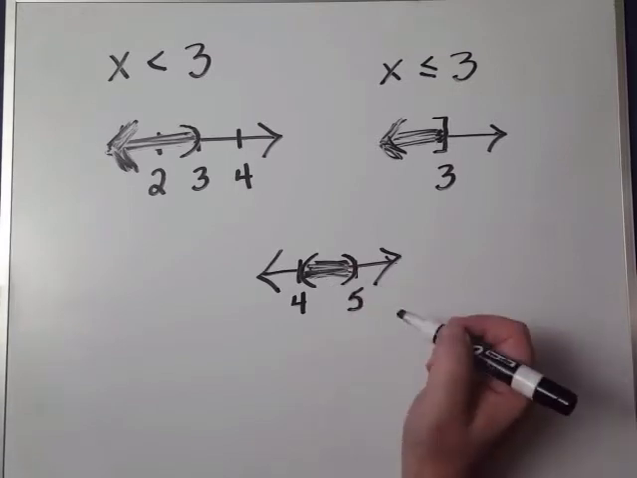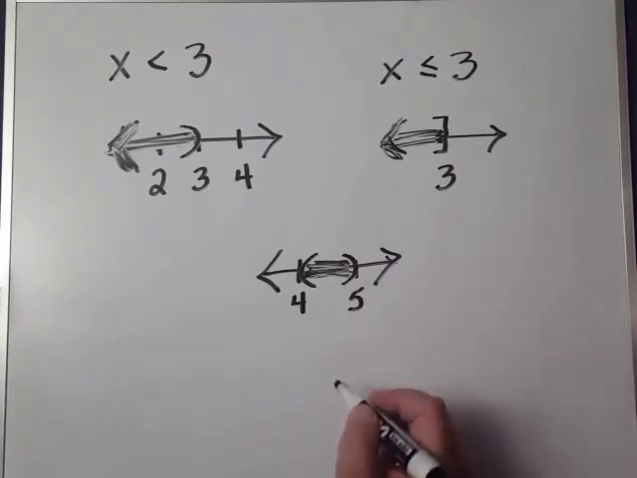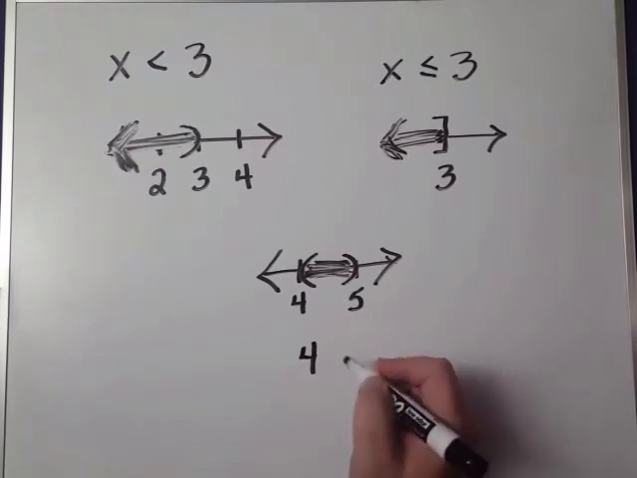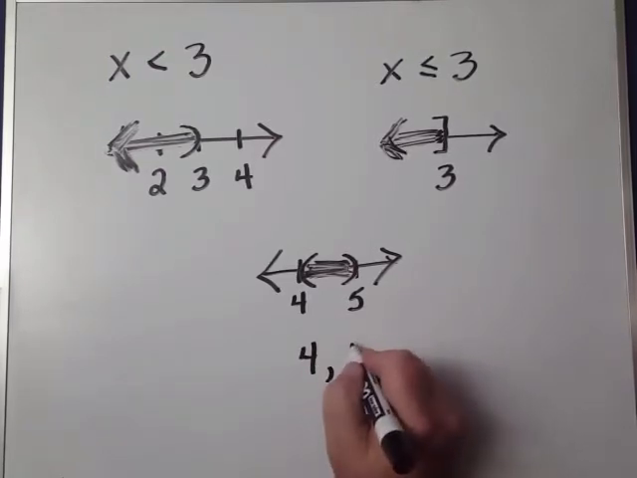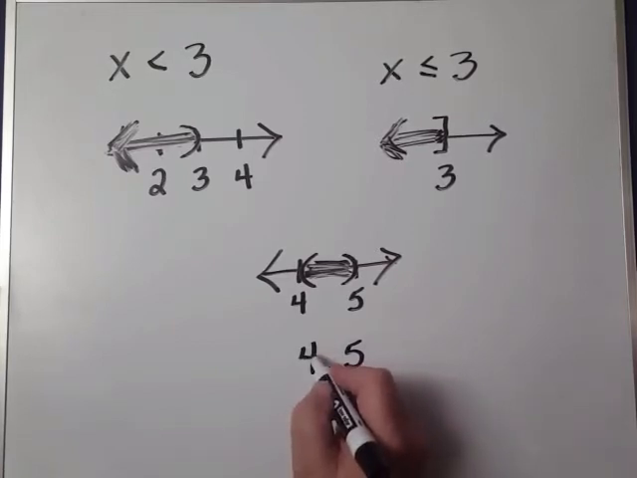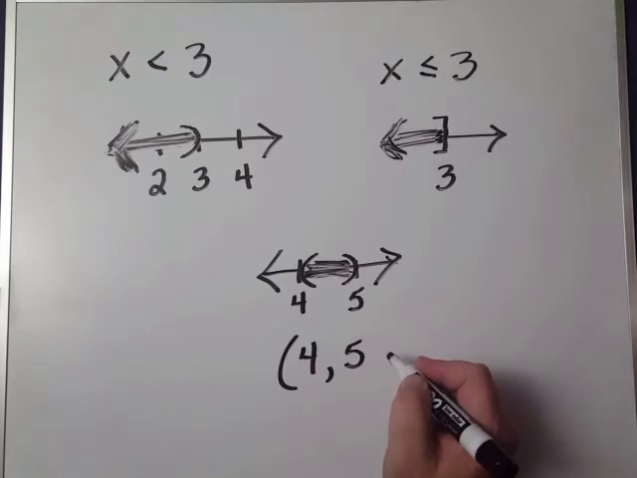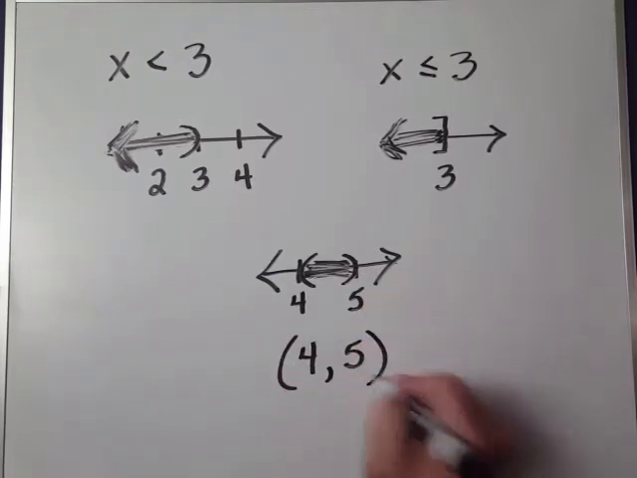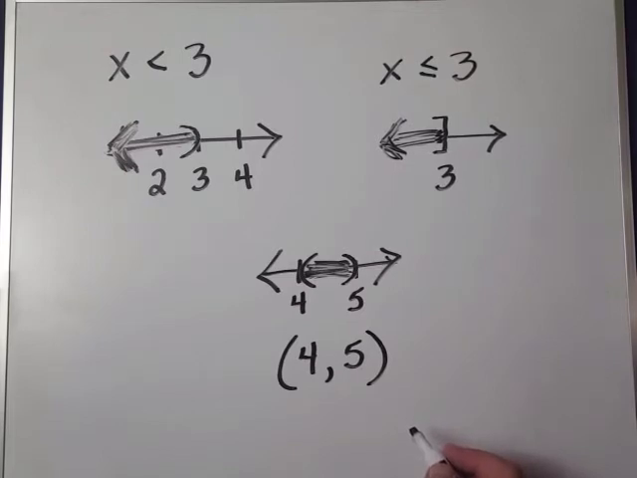So they get parentheses. In interval notation, we simply list the small endpoint, comma, the big endpoint. If the 4 is not included, I put a parenthesis on it. If it were included, I'd use a square bracket. My 5 is not included, so I'll use a parenthesis there.